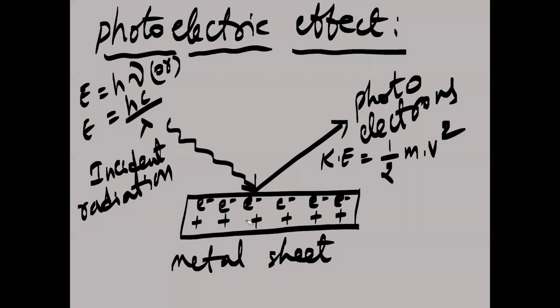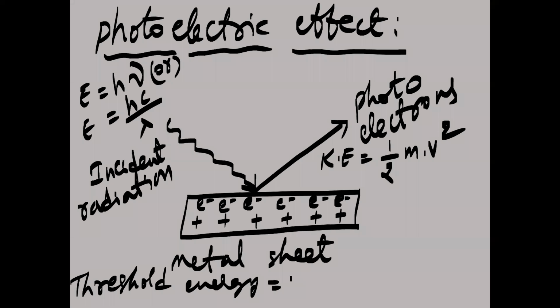Now, to overcome the attractive force between the electrons and nuclei, a certain energy is required, which is called the threshold energy. At the metal surface, to remove the electrons from the metal, we have to overcome the threshold energy. The threshold energy of the metal should be overcome.